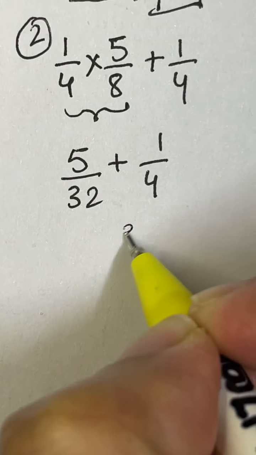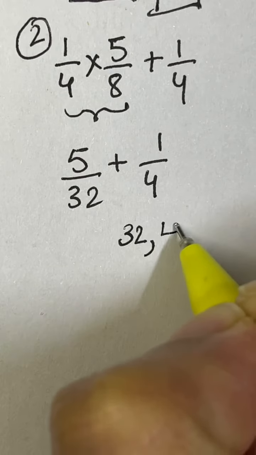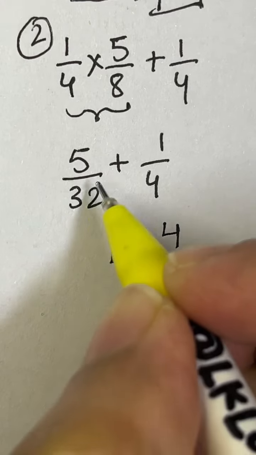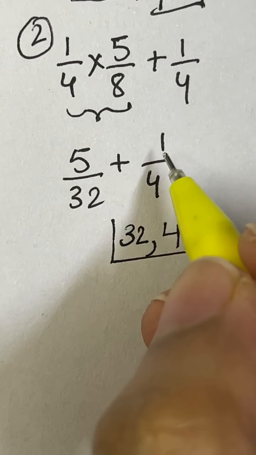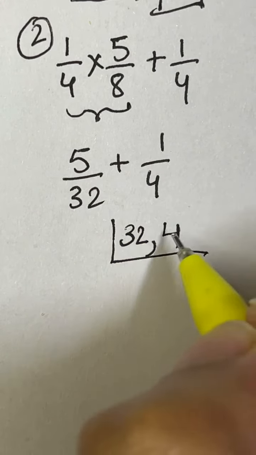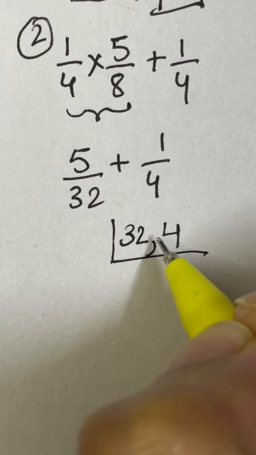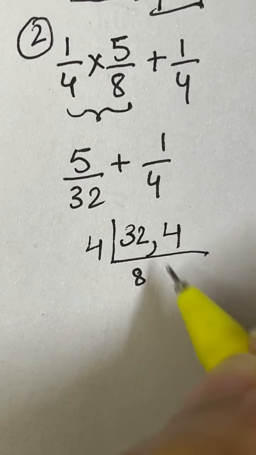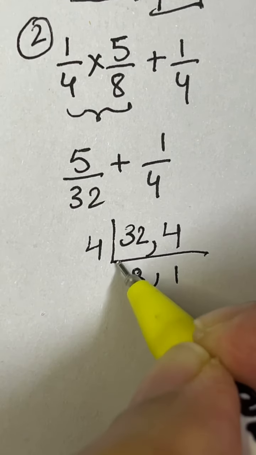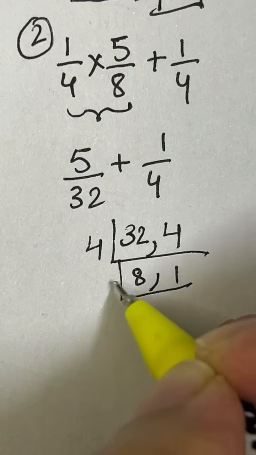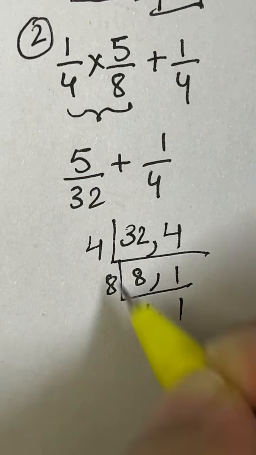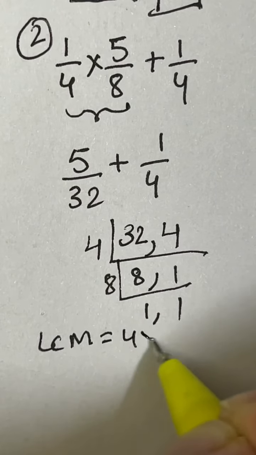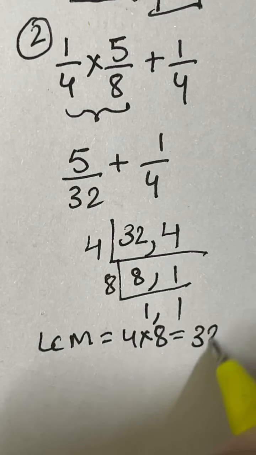How do you find it using the division method? You write down both the numbers, draw division lines like this, and then start with the least possible number. You can see that they are both divisible by 4. So let me take 4. 4 times 8 gives me 32, and 4 times 1 is 4. Now I have 8, so it goes in 8. 8 times 1 is 8. So my LCM is 4 times 8, that is 32.